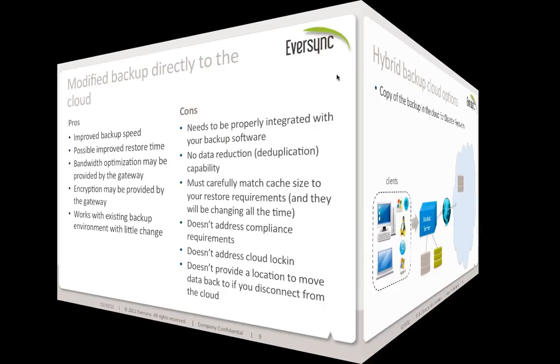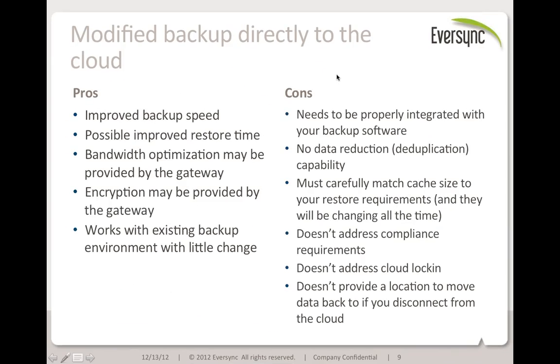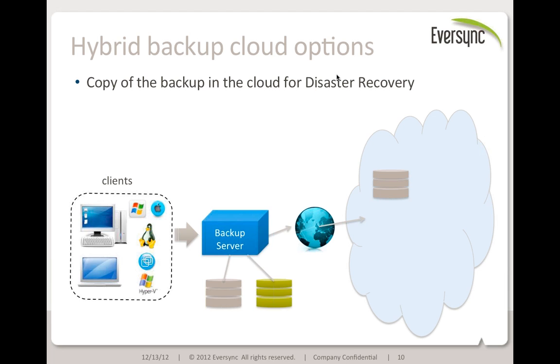So what could we do beyond that? I could go a little further and implement a solution that's a hybrid backup cloud solution. A hybrid solution means that there's some backup service on premise and there's some backup service in the cloud. And this usually involves, instead of putting in a generic gateway, actually putting in a backup server or appliance that sits between your clients, your servers, and the cloud.